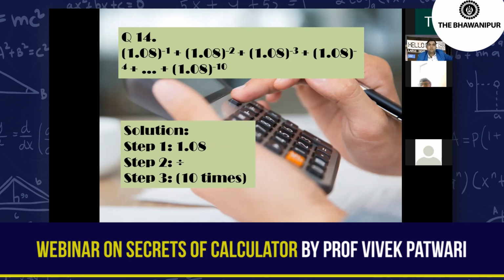1.08 divide, then press equals to M plus 10 times. पहले equals to, उसके बाद M plus, simultaneously, 10 times. And then at the end, what we should press? We should press MRC twice.